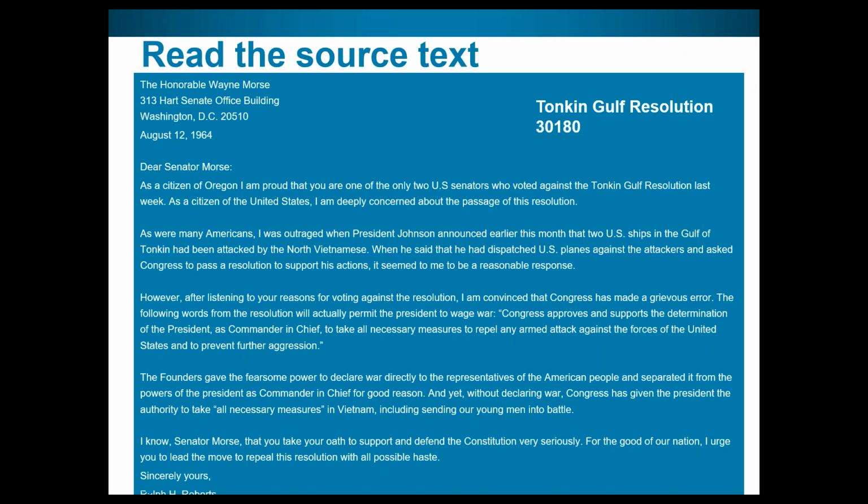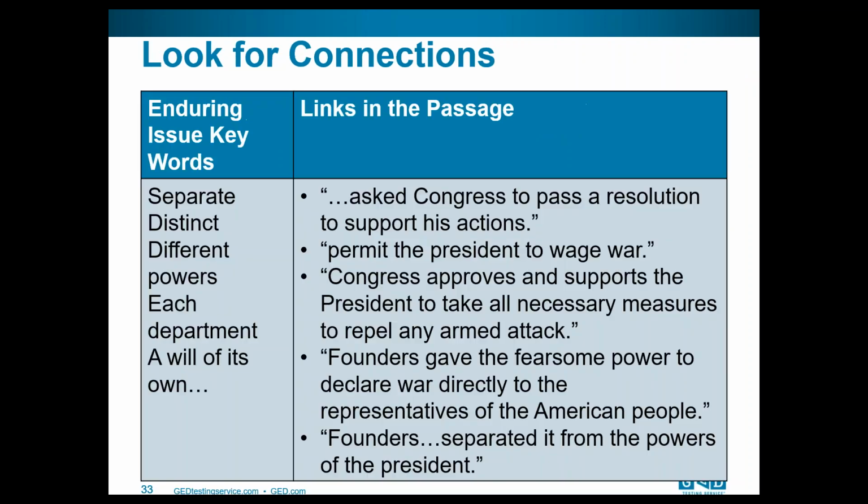So I've extracted my issue. Now I'm going to look at this and see what in this tells me something that might refer to a separation of powers. And so as I do, I'm looking at different links within the passage. And just to make this a little easier, we'll look at this particular slide where we have kind of a graph again where I've taken the words and I've linked them.